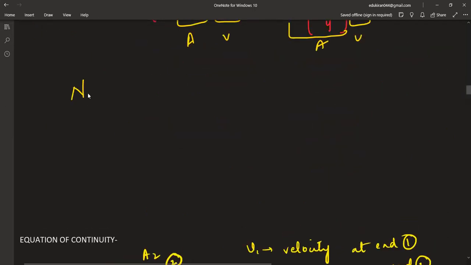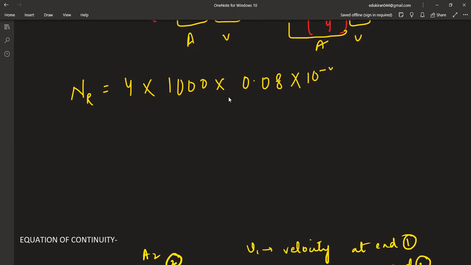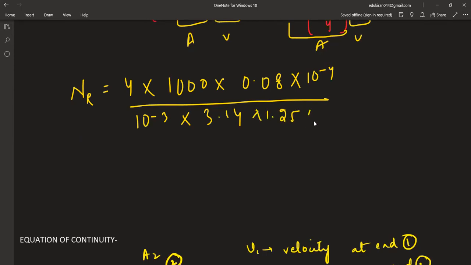So here the Reynolds number in this question will be 4 into 1000 into Q, which we have calculated as 0.08 into 10 to the power minus 4, divided by 10 to the power minus 3 into 3.14, and what else is left? 1.25 into 10 to the power minus. So when you solve it, this will be 815.